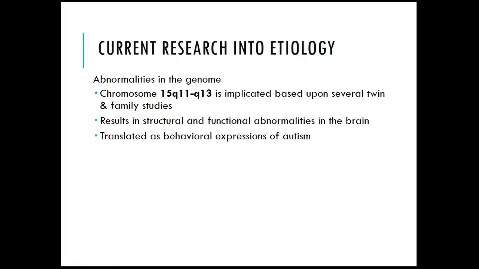The current research definitely lets us know that it is a genetic condition. In fact, there is a chromosomal abnormality on chromosome 15q11-q13, and that has been implicated based on several twin and family studies and family research that has been done. There are obvious physical effects of these abnormalities during early childhood, and this results in actual structural and functional abnormalities in the brain that are then translated as behavioral expressions of autism. Do I expect you to know this chromosome's location? Yes, so it would be a very good thing to remember, 15q11-q13, which is where autism's biological marker is located.